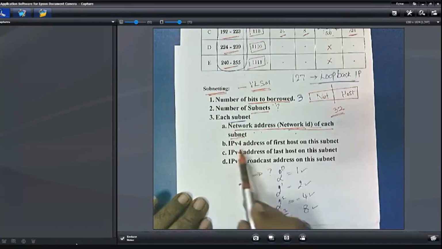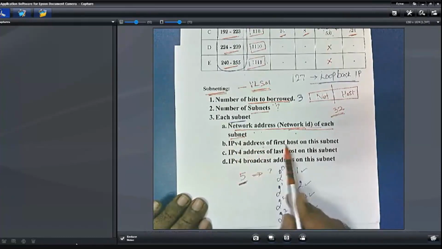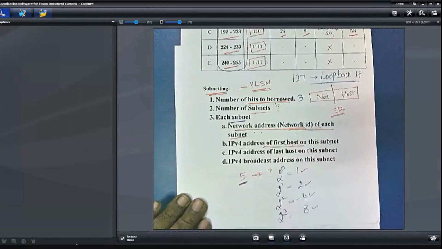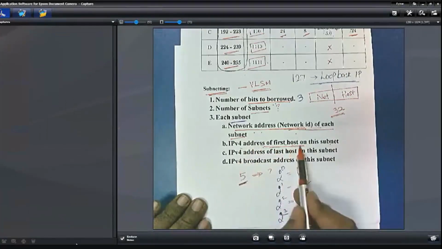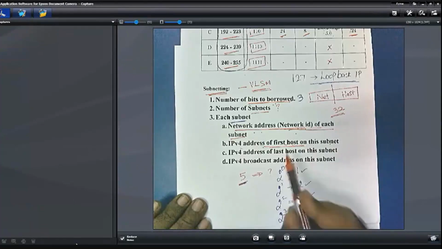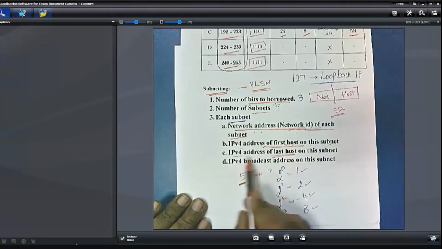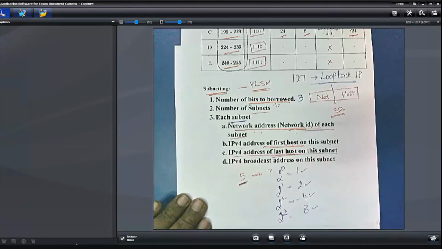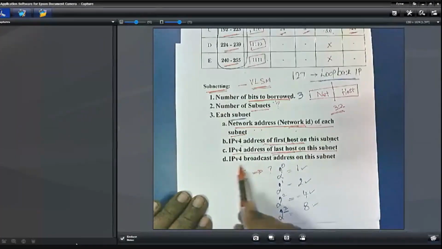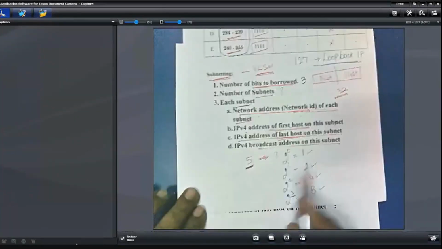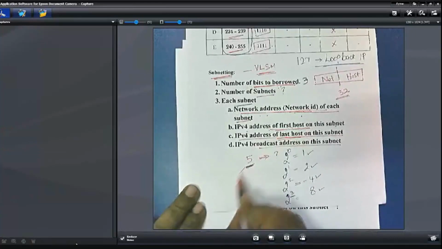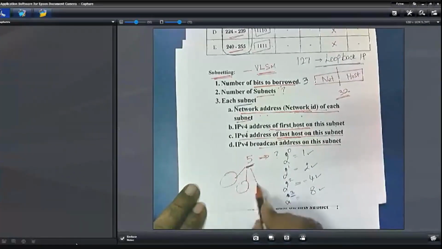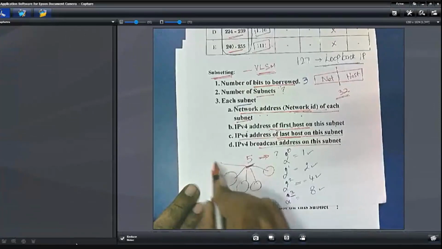Then the IPv4 address of the first host of this subnet. What is that? First host address. You have to find that. Then the last host address, the IPv4 address of the last host on this subnet. Then the IPv4 broadcast address on this subnet. So for every subnet, for example, I have 5 subnets here. So this is subnet 1, subnet 2, subnet 3, subnet 4, subnet 5.